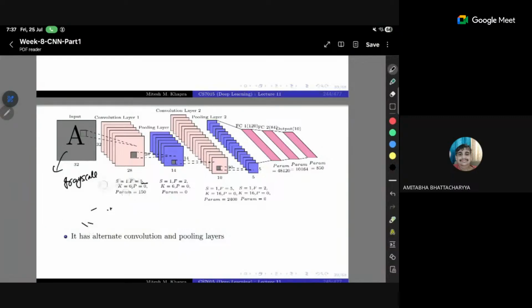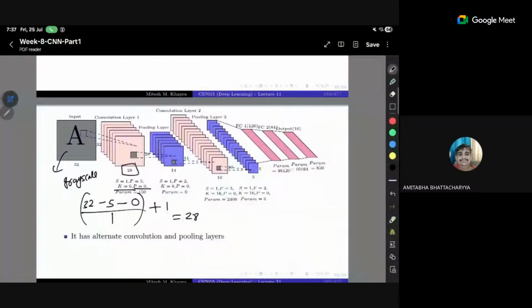Now here, what will be the output size, right? So that we can decide: 32 minus filter, which is 5, minus 2 into padding, which is 0, and stride is 1, and I'm going to add 1 on this, right? So 32 minus 5 is 27, and plus 1, right? So that's what you'll get, 28. And the same will be the width of that.